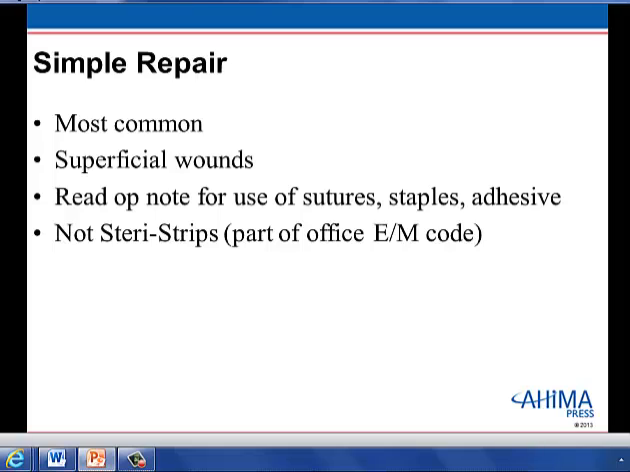The definition of simple repairs in the CPT book is those involving primarily epidermis, dermis, or subcutaneous tissues without significant involvement of deeper structures, and requiring a simple one-layer closure. This includes local anesthesia and chemical or electrocauterization of wounds not closed. Please read op notes for use of staples, sutures, or adhesive. Wounds that are closed with steri-strips are not coded as wound repair. They are coded as part of an evaluation and management service.